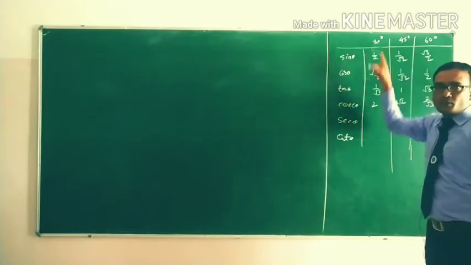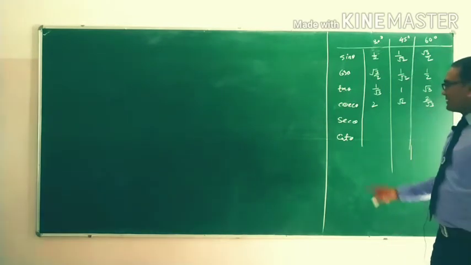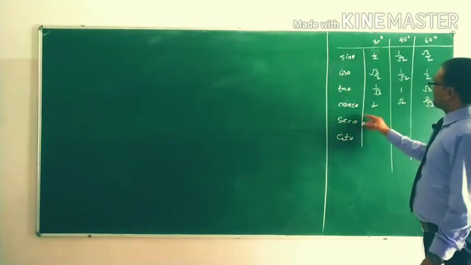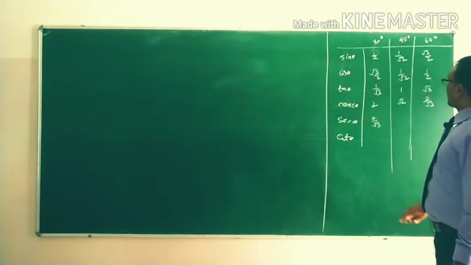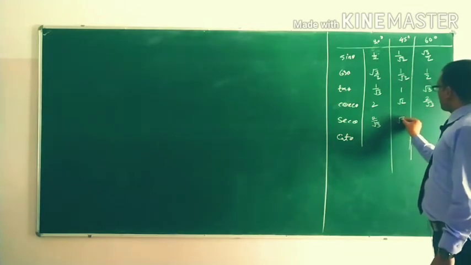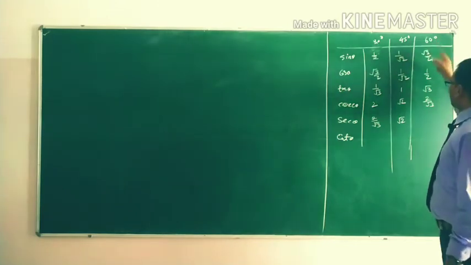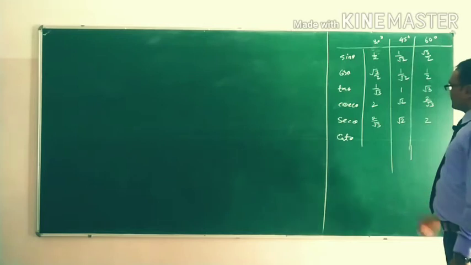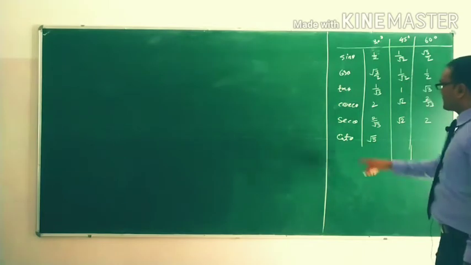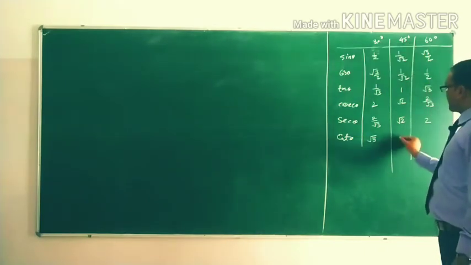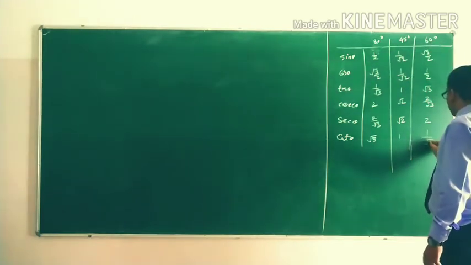Sec 30, the value of sec 30 we have calculated in a previous class. Tell me, sec 30 is 2 upon square root 3. Sec 45 is square root 2. Sec 60, what is the value of sec 60, students? Sec 60 is 2. Cot 30, the value of cot 30 is square root 3. The value of cot 45 is 1. The value of cot 60 is 1 upon square root 3.